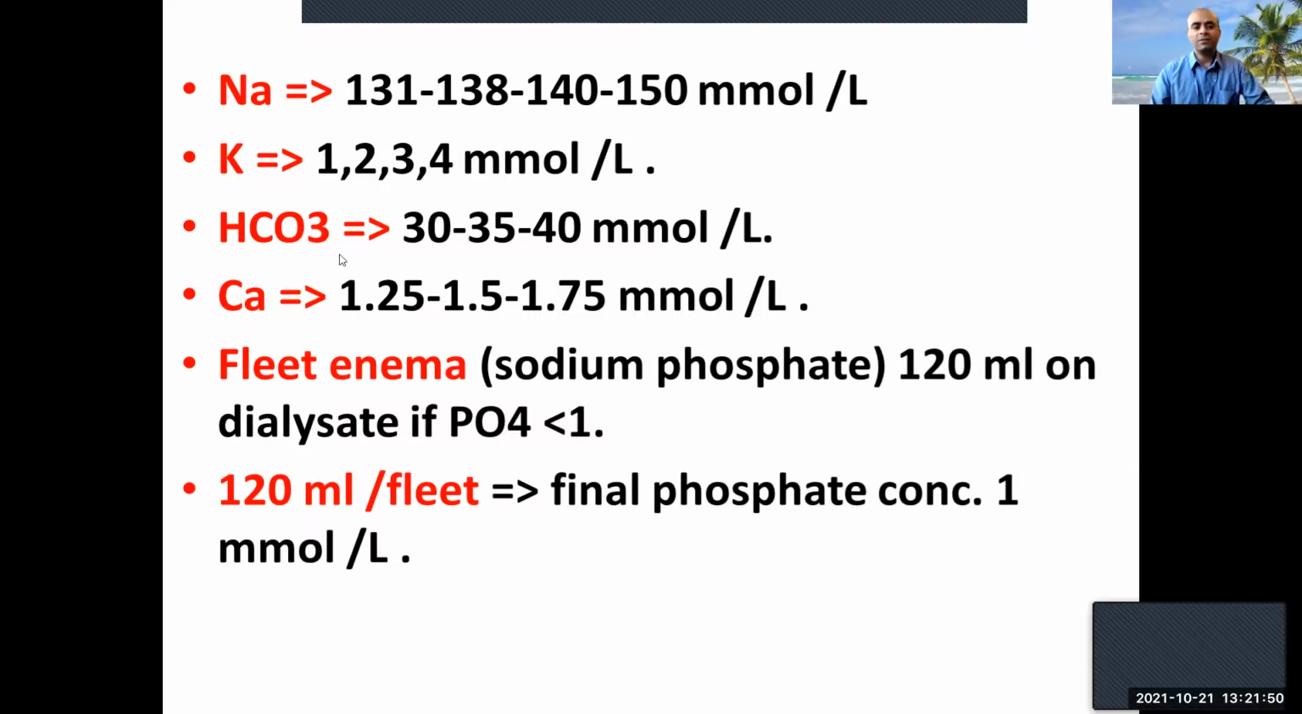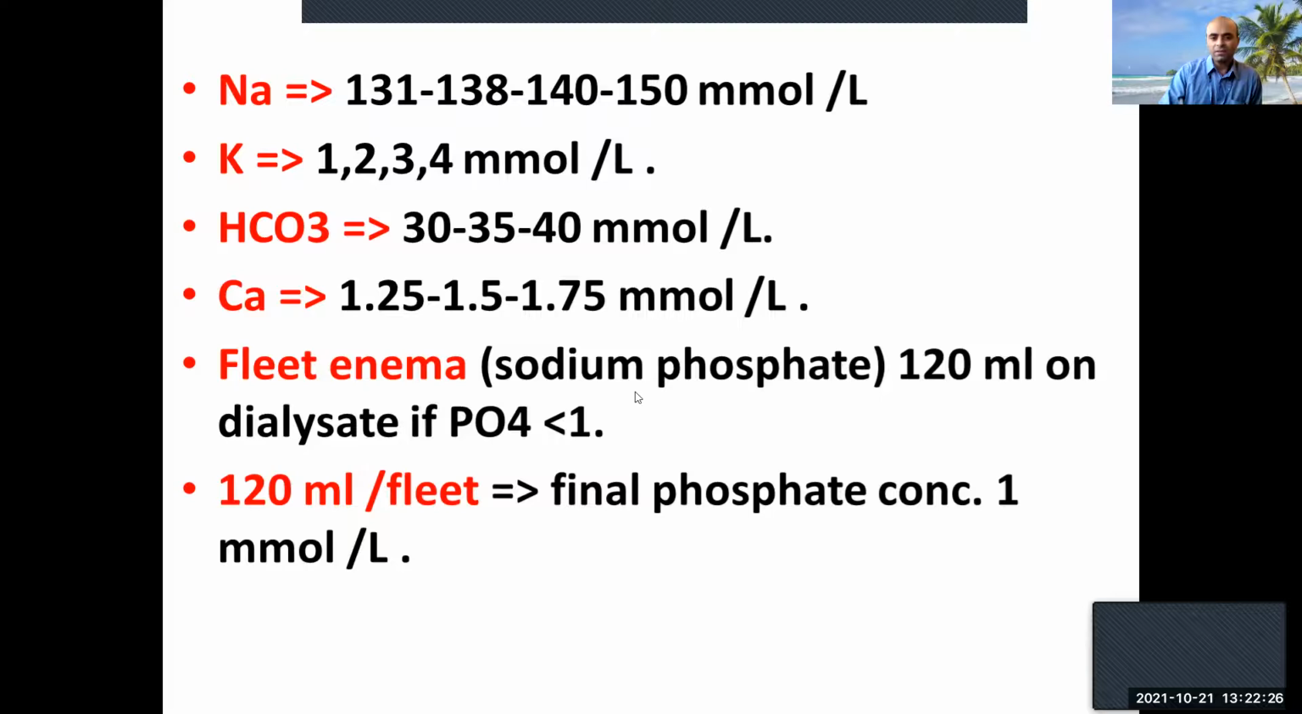Bicarb, you can use 30, 35, 40 according to the metabolic acidosis of your patient, but the standard is 35. The standard for sodium is 138, for potassium 2, or 3 according to your patient's potassium. If less than 4.5, you can use 3. If more than 4.5, you can use 2. Bicarb, the standard is 35 or 40 if severe metabolic acidosis. Calcium 1.25 if your patient has hypercalcemia. If your patient has hypocalcemia, you can use 1.75, the standard is 1.5.